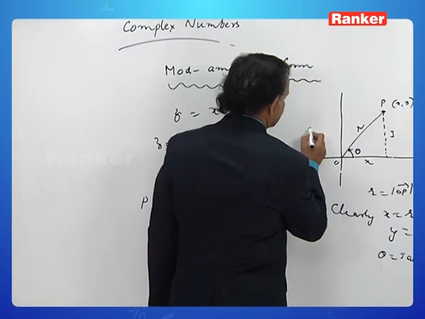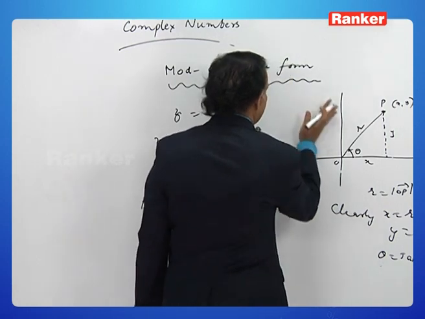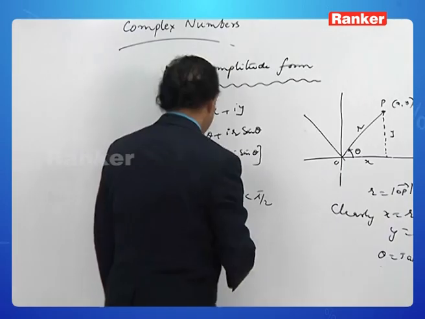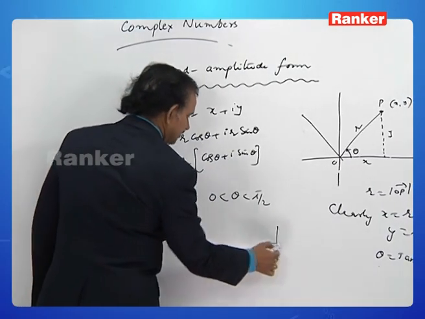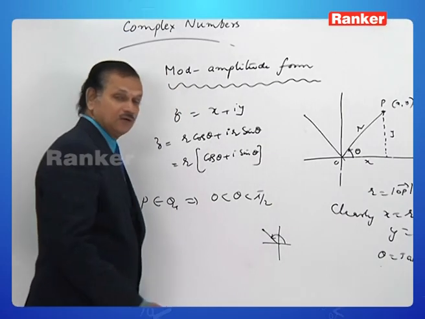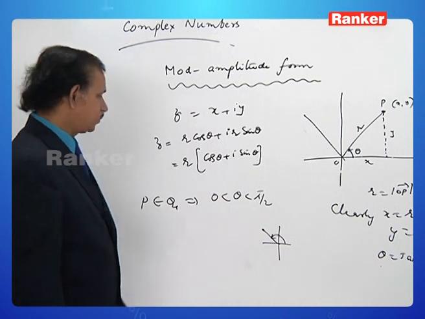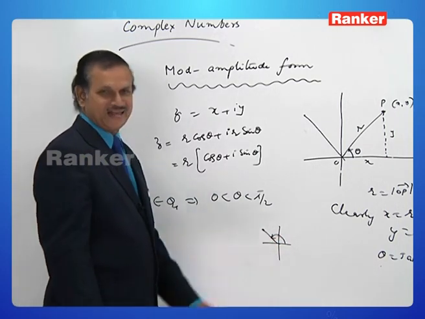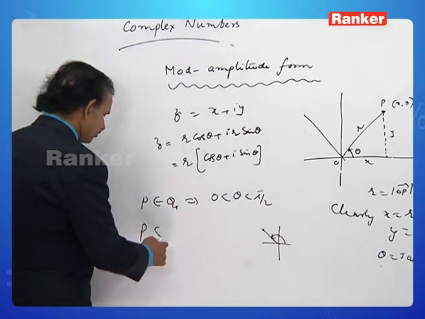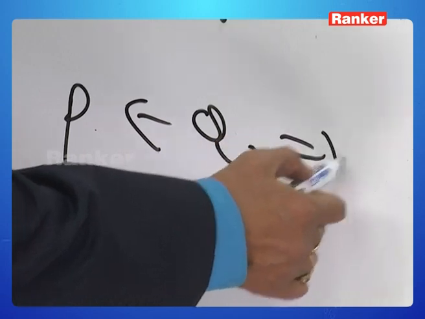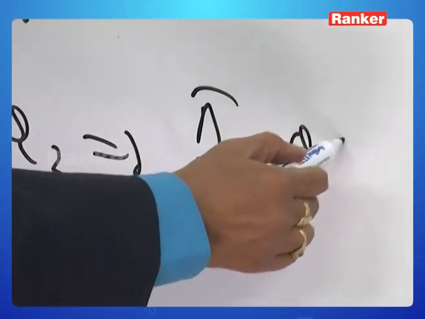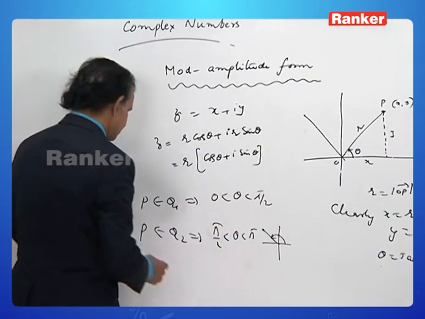Suppose P lies here. P lies in the second quadrant. Then what happens? This becomes theta. That is, P lies in the second quadrant, say like this. This will be theta. Then, what is the fate of theta? It lies between pi by 2 and 180. It is more than pi by 2 and less than 180. P belongs to second quadrant implies pi by 2 less than theta less than 180, that is pi.